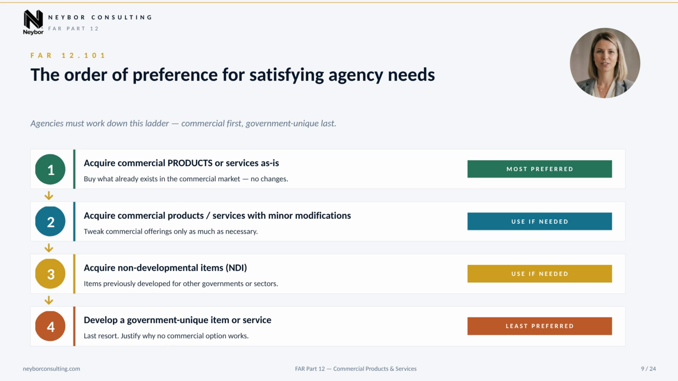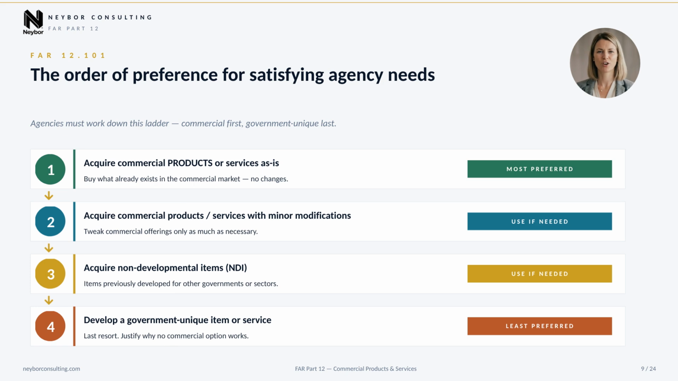Here's the rule that drives everything else in Part 12, the order of preference at FAR 12.101. The contracting officer must work down this ladder. Step 1 is the most preferred path. Buy a commercial product or service as it already exists in the marketplace, no modifications. Step 2. Buy a commercial product or service with only the modifications necessary to meet the agency need, and only minor modifications at that. Step 3.